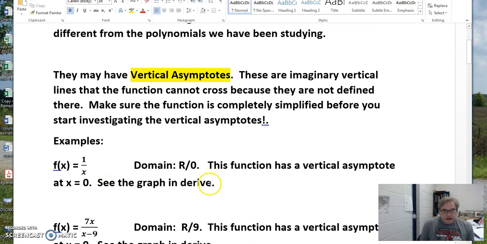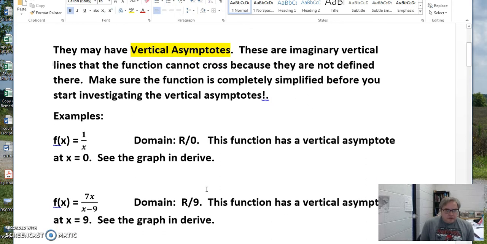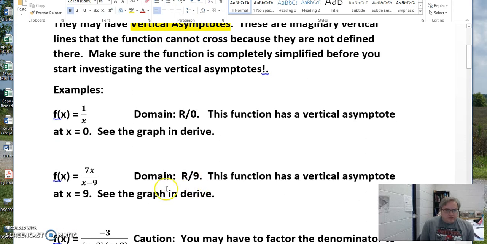So when I did this in class, I did a graph and derive. This one's in the book. You can go ahead and find a graphing utility and try graphing it yourself, or come in and I'll help you with it. Second example, f of x equals 7x over x minus 9. Okay, so this is a little more complicated, but when I look at this, you're still going to just pick out what the domain is. The domain is all real numbers except 9, because if I put 9 in there, I get division by 0. So this function is going to have a vertical asymptote at x equals 9.